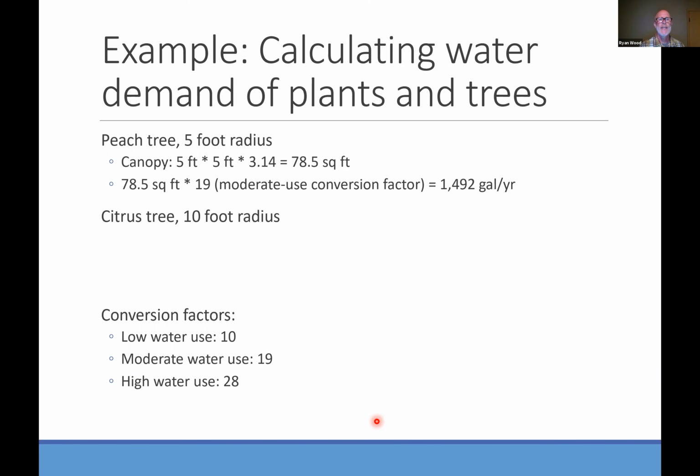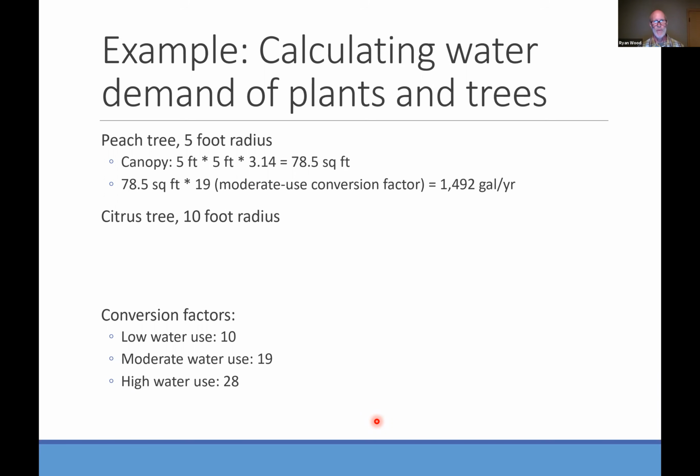So then we're going to take that 78.5, and a peach tree is a moderate water use tree. So we're going to multiply that by 19. And we get almost 1,500 gallons a year. So that peach tree, 10-foot diameter, is going to require roughly 1,500 gallons a year.